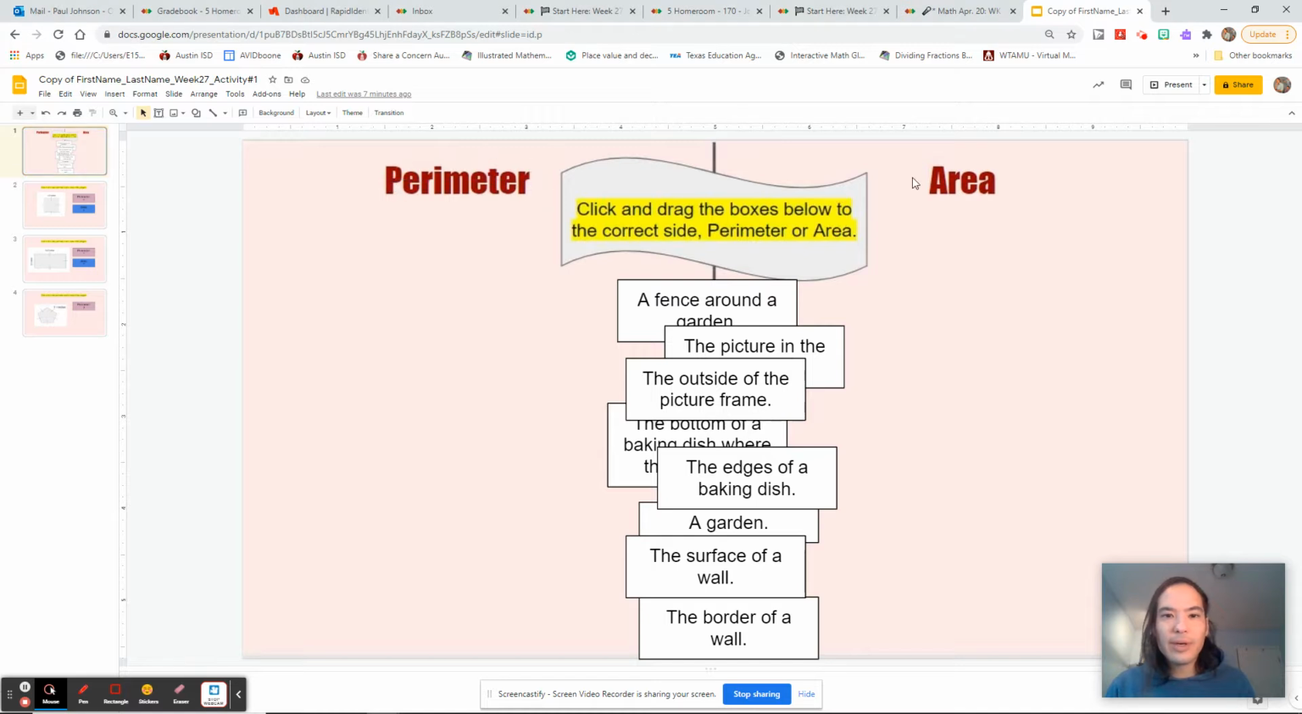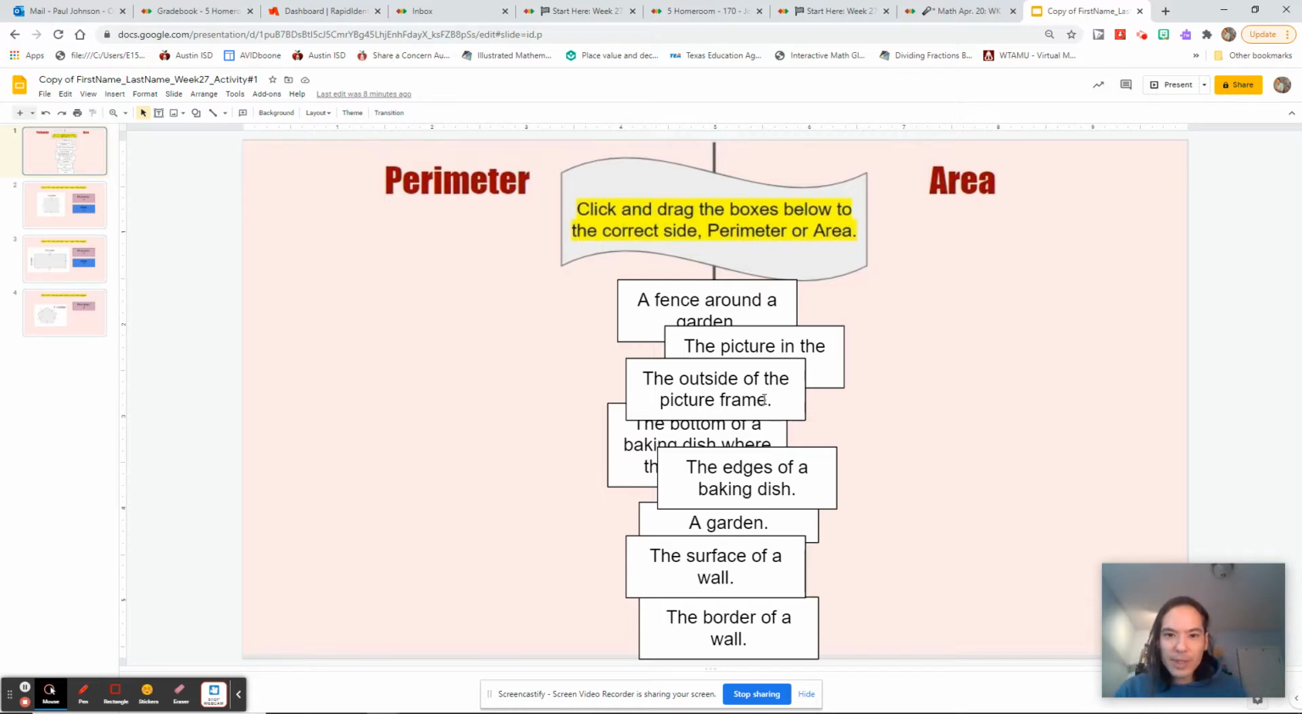So we're looking at perimeter and area, and it's saying click and drag the boxes below to the correct side, perimeter, area. So this is kind of logic questions. Are we talking about perimeter or area? Okay, so remember, perimeter is the length around. So if you look at the little box in the corner, the perimeter would be like the border, how long the border is, and then the area would just be like all of this, all the space inside. All right. So we're going to look for words like, for instance, border, around, edges, things like that. That'll be talking about perimeter.